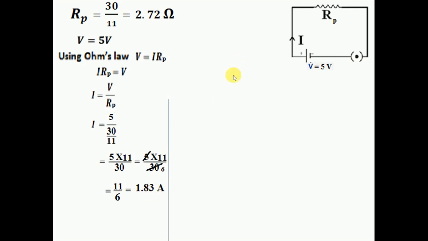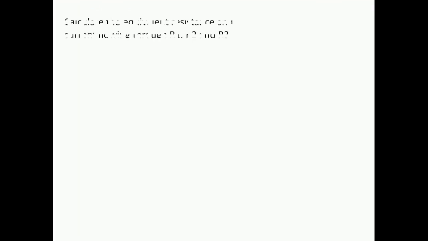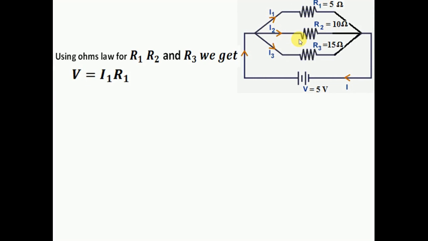Next, I have to find the current through each resistor, that is I1, I2 and I3. These are the parts of the question, as you can see: the current flowing through R1, R2 and R3. So let's see the circuit again. I'll be using Ohm's law one more time for each resistor. This we all know, V is equal to I R1. So I1 is equal to V by R1. We have got V and we have got R1. V is 5 and R1 is 5, so this is 1 ampere.